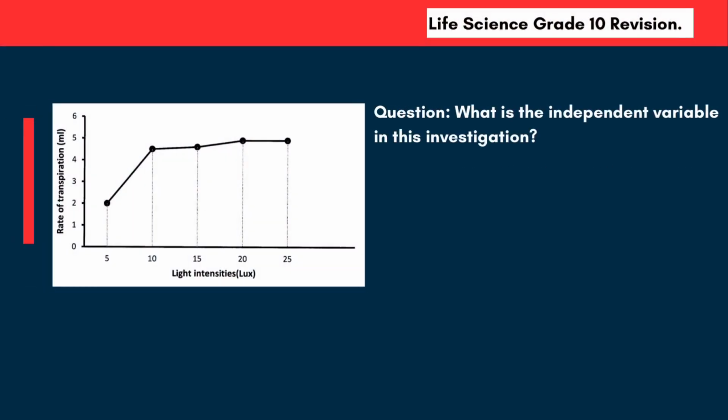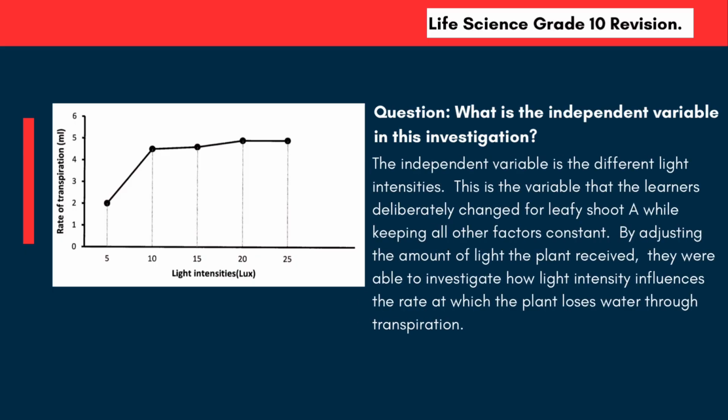Question: what is the independent variable in this investigation? The independent variable is the different light intensities.